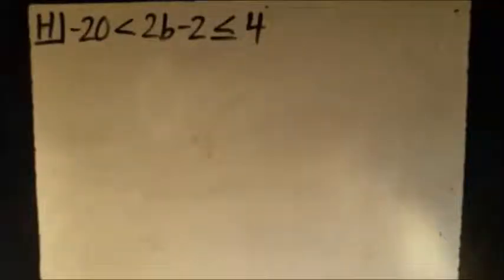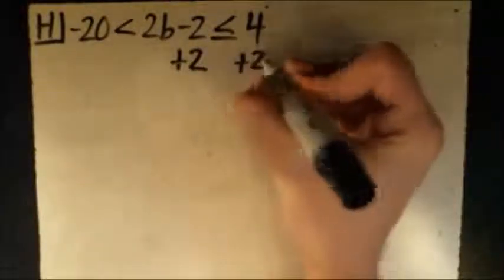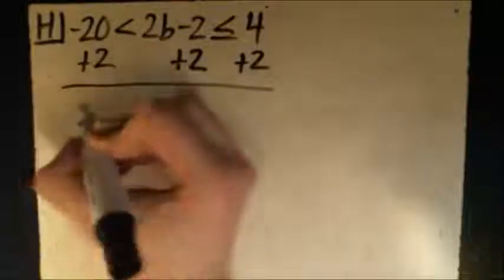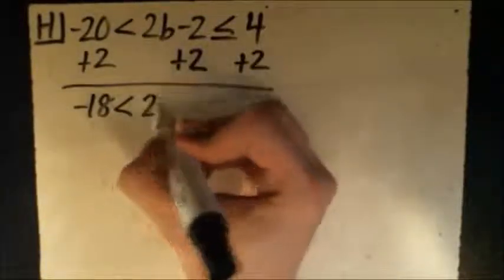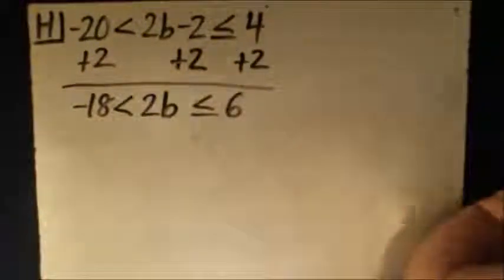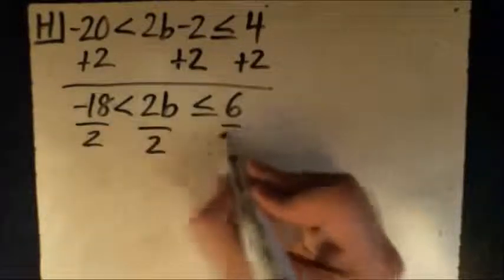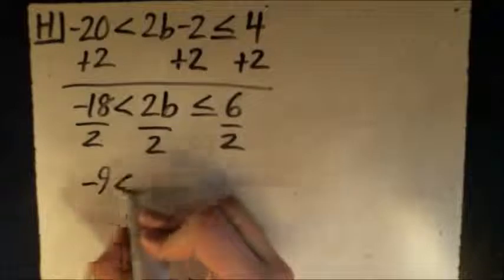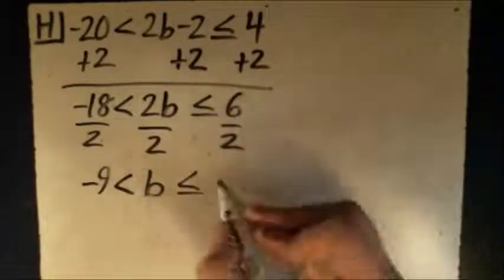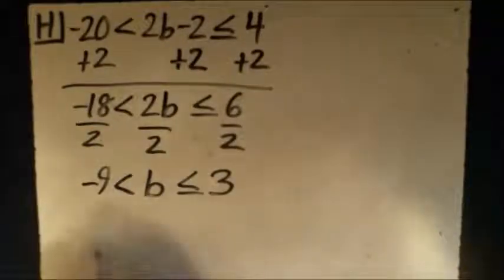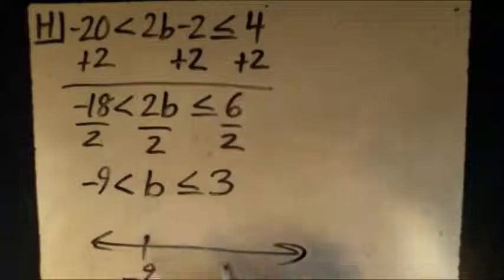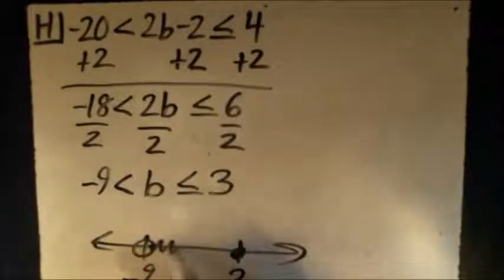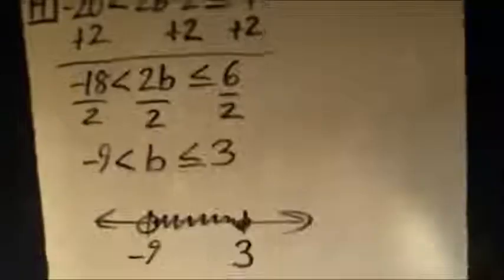All right, so for H, we've got negative 20 is less than 2b minus 2, which is less than or equal to 4. So once again, we've got to solve for b. So I'm going to add 2 to all three sides. So negative 20 plus 2 is negative 18, which is less than 2b, which is less than or equal to 4 plus 2, which would be 6. And now I've got to divide all three sides by 2. So negative 18 divided by 2 would be negative 9, which would be less than b, which would be less than or equal to 6 divided by 2, which would be 3. So on my graph, I've got negative 9 and 3. Negative 9 has an open circle, 3 has a closed circle, and like I said, whenever you've got it set up like this, you're always going to shade in between.